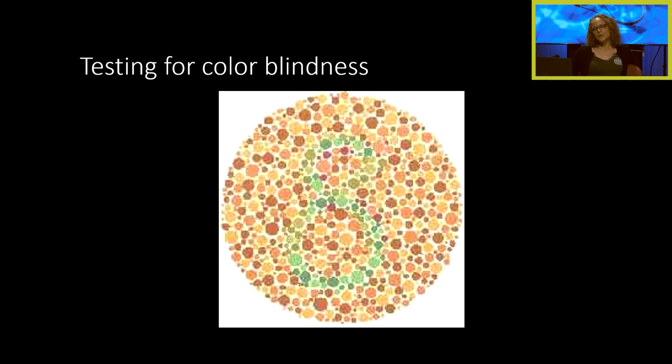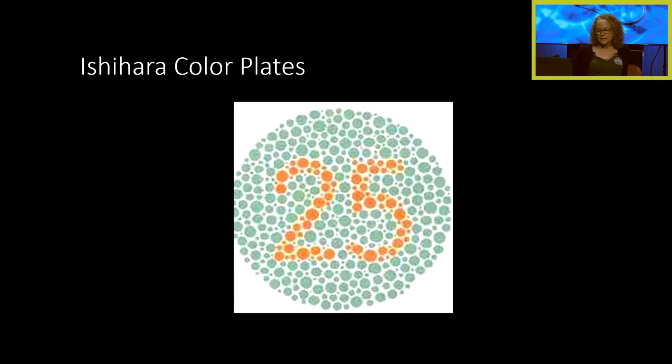There's also testing for color blindness. I don't know how many of you out there are colorblind, but I can see the number 8 here, plain as day, because I am not colorblind to the color green. And in this plate, I can clearly see the 2 and the 5 because I don't have any color blindness. These are called Ishihara color plates, and we use these when we are determining whether or not the individual has color blindness.